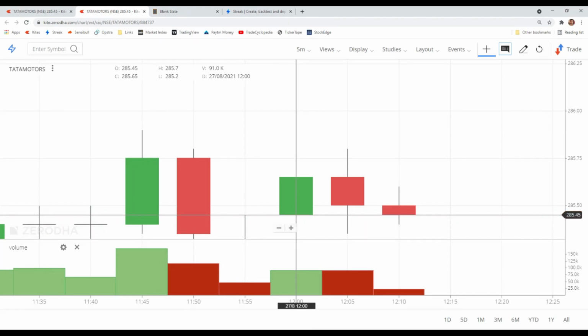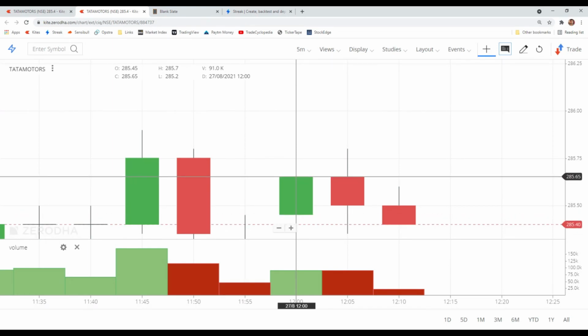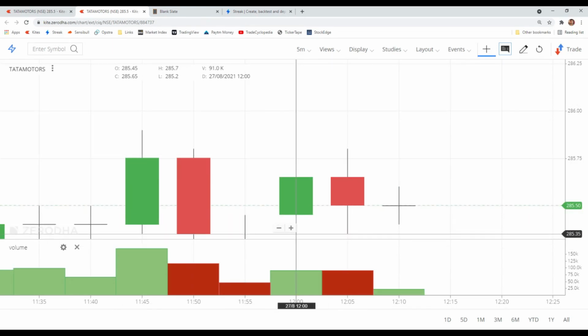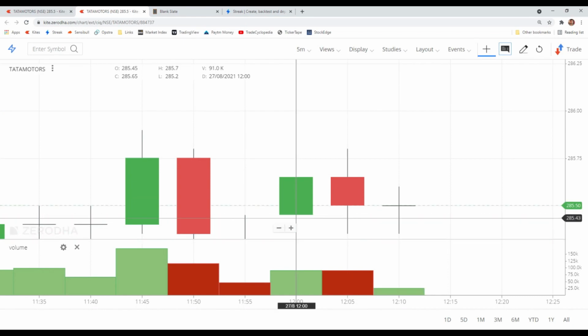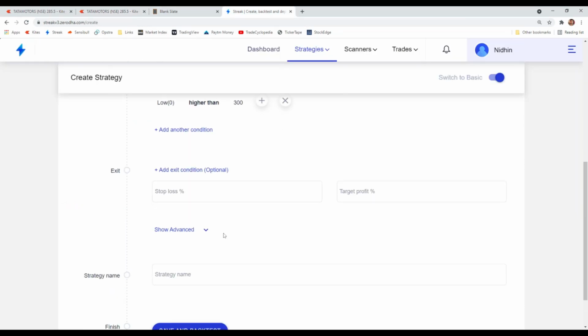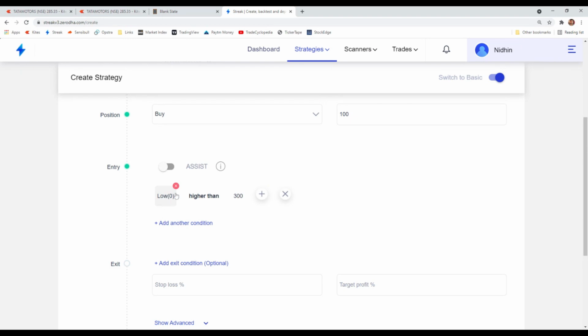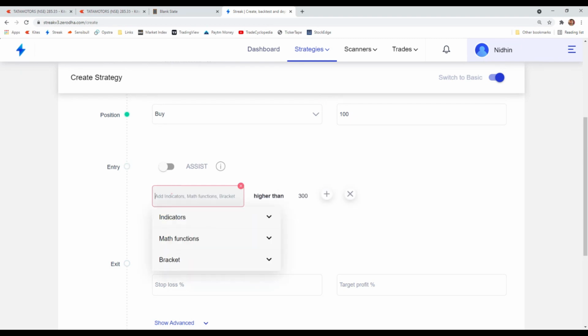Okay, this is the low price, this is the open price, this is the close price, and this is the high. So there are four points, and we can specify any of them, be it low, open, close, or high. We can change that to anything as per our strategy, but the functionality is the same. We can specify high here.